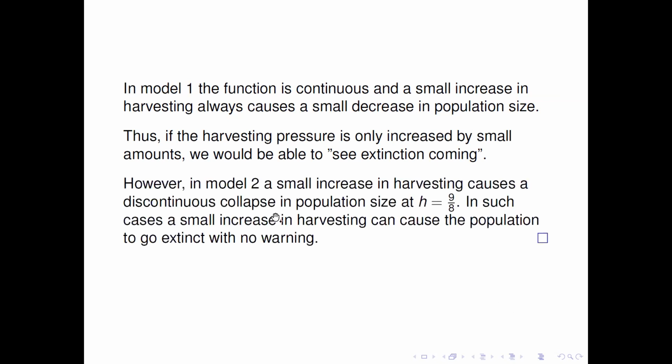For the other one, a small increase in harvesting causes a discontinuous collapse in the population size when h is equal to 9/8. In such cases, a small increase in harvesting can cause a population to go extinct without warning. Right, so this is one very simple example of how we can use calculus to avoid over-harvesting a particular species.